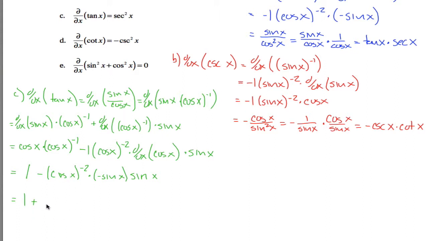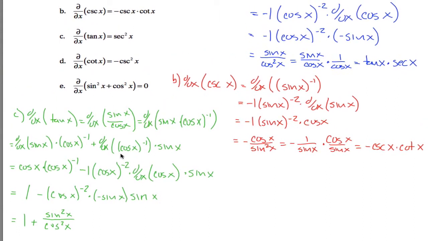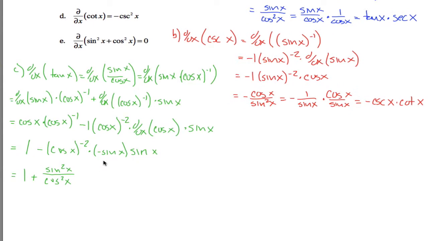On the bottom I have cosine squared, and on the top it looks like I have sine squared. I'm hoping I can show that this is equal to secant squared. A couple ways you can get there. This right here is tangent squared, and you might know that 1 plus tangent squared equals secant squared.